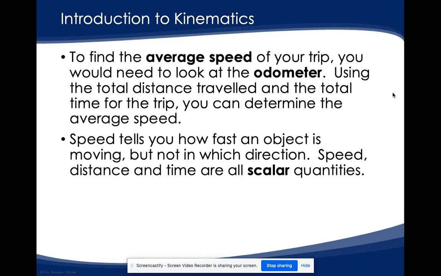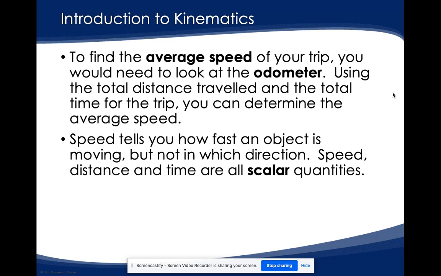You would use your speedometer to look at your instantaneous speed, and that obviously changes as you drive. You might slow down as you get off the exit to come onto school property. Or I hope you slow down. You're not going 70 when you come off the exit. To find your average speed, you would need to look at the odometer as well. You would look at the distance of your total trip, and then divide that by your total time, and you would figure out your overall average speed as you were moving.